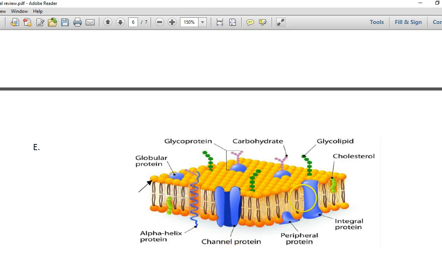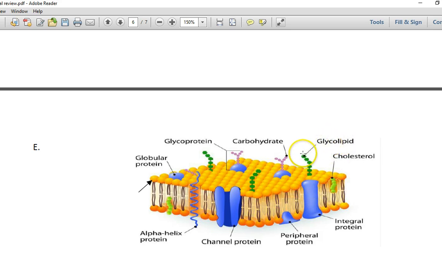Then you have proteins. If the protein goes all the way across, it's an integral protein. Channel proteins allow for things to pass through the membrane, and if it's only on one side of the membrane, it's a peripheral protein. Cholesterols help stabilize the membrane, making it more flexible or less flexible depending on the temperature and the needs of the cell.